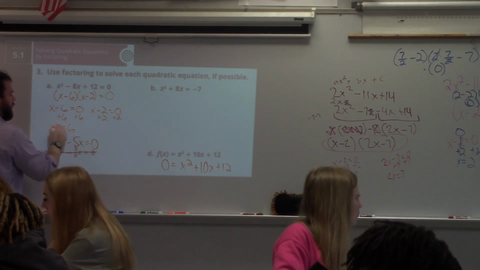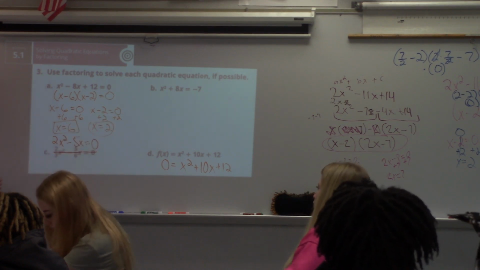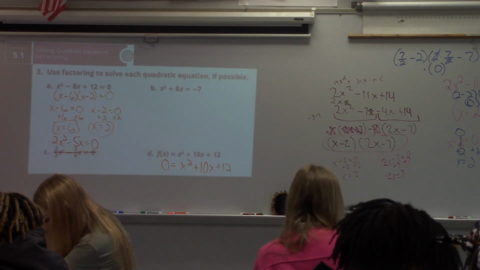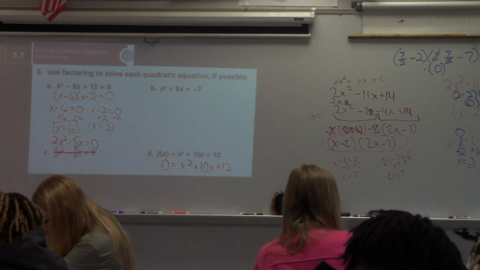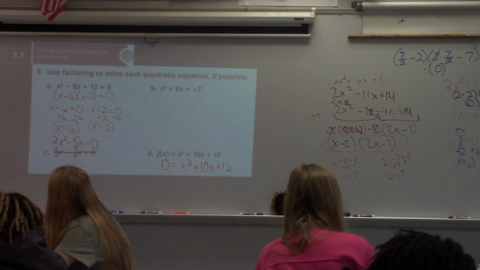So x equals 6 and x equals 2, okay? So I want us to get to our vertical surfaces. I want us to go ahead and work on B, C, and D. When you finish one of those, leave your work on the board so that we can see it and have a whole class conversation. But let's knock out all 3 of these together, okay?